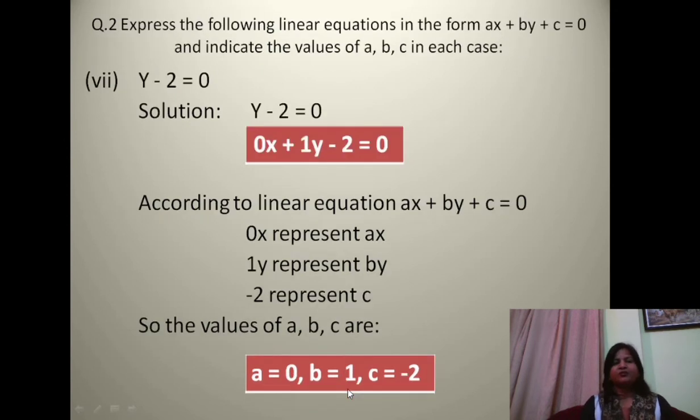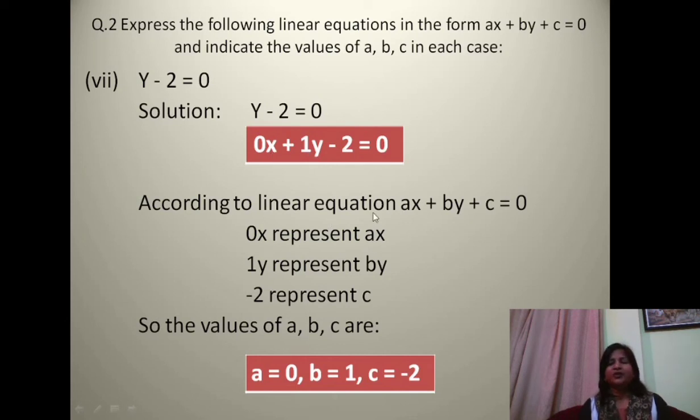Now the next part of the second question is y minus 2 is equals to 0. Solution: y minus 2 is equals to 0. Here x is not given. So in this equation we have added x with multiplication of 0, plus 1y. We have multiplied 1 in the y. Minus 2 is equals to 0. So we have converted this equation in the form of ax plus by plus c is equals to 0. 0x plus 1y minus 2 is equals to 0.